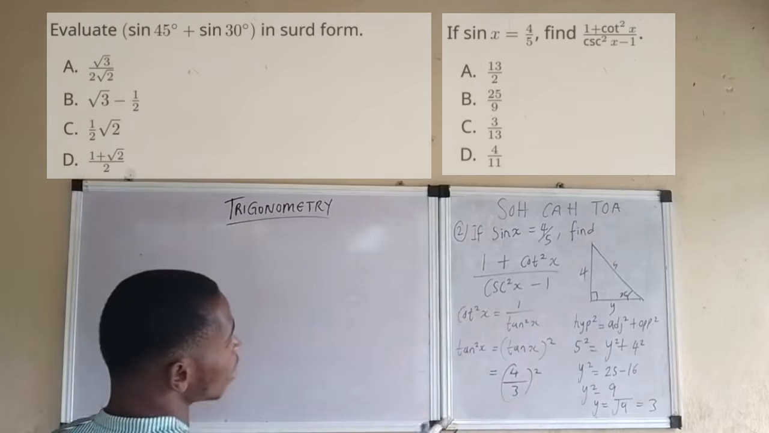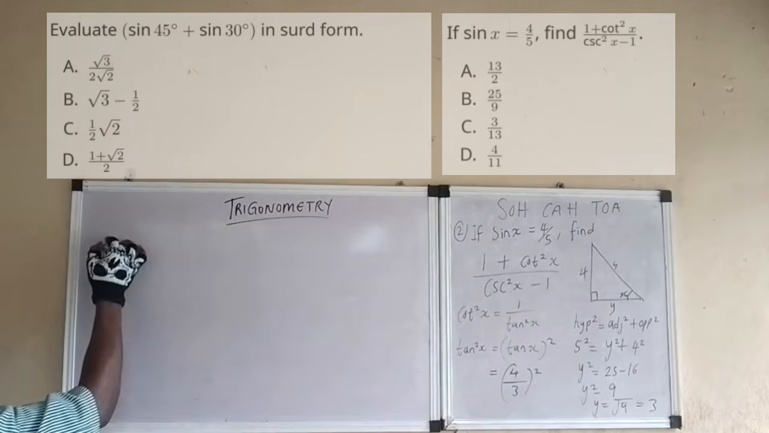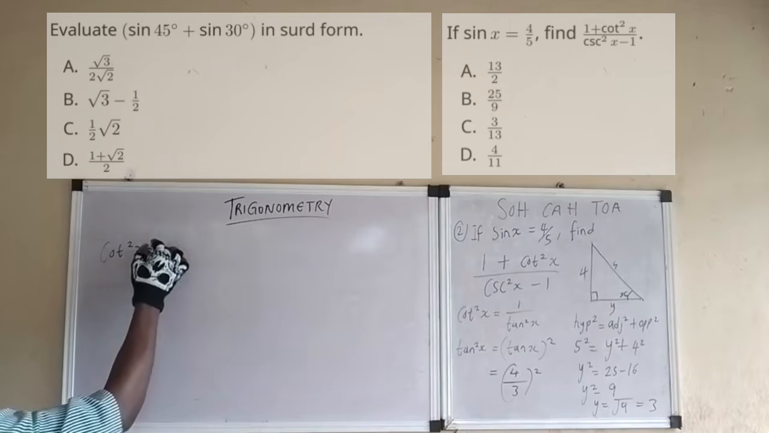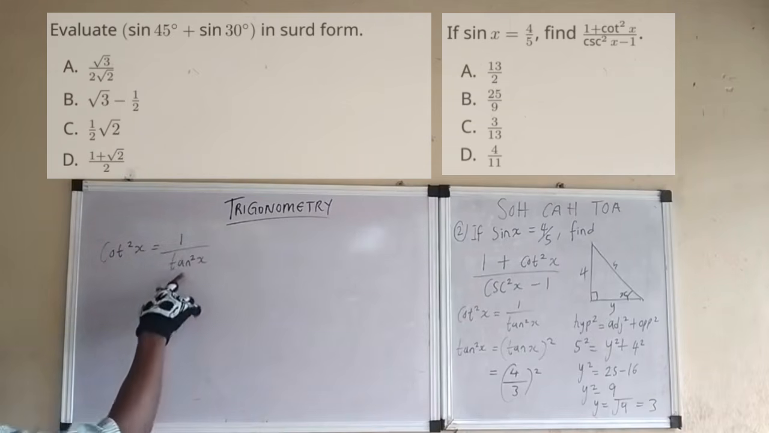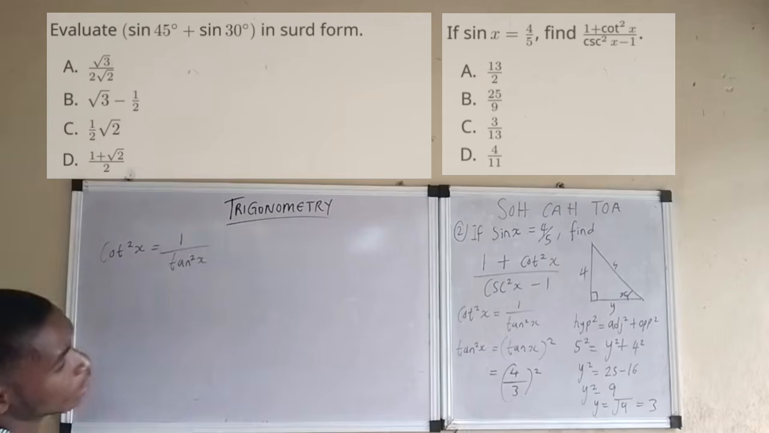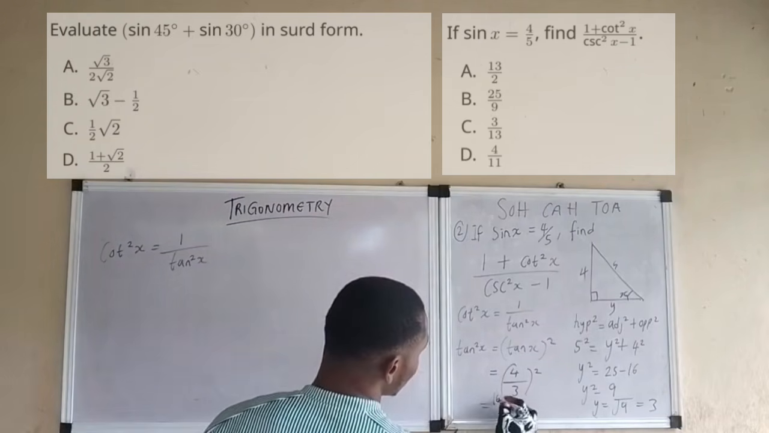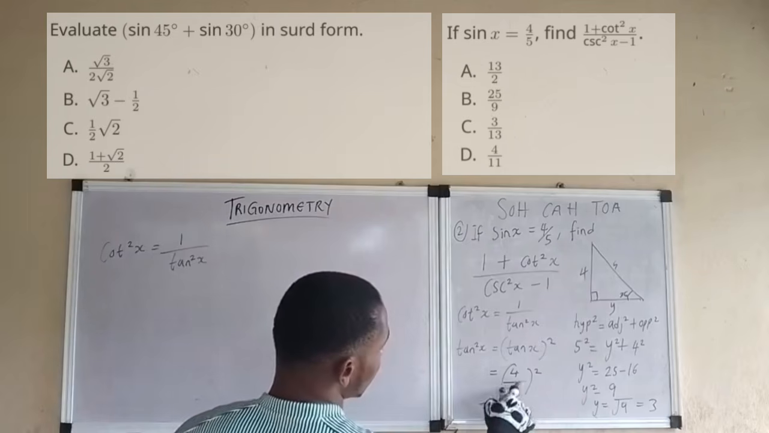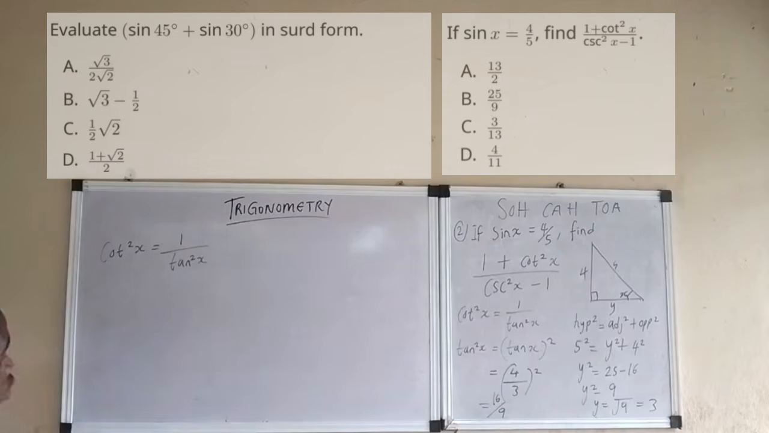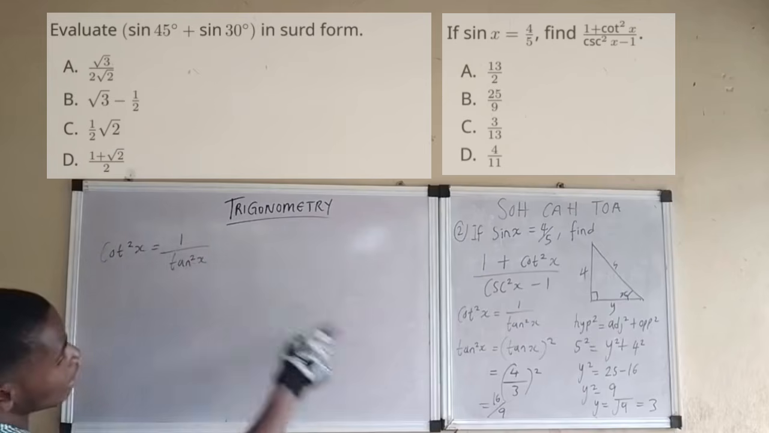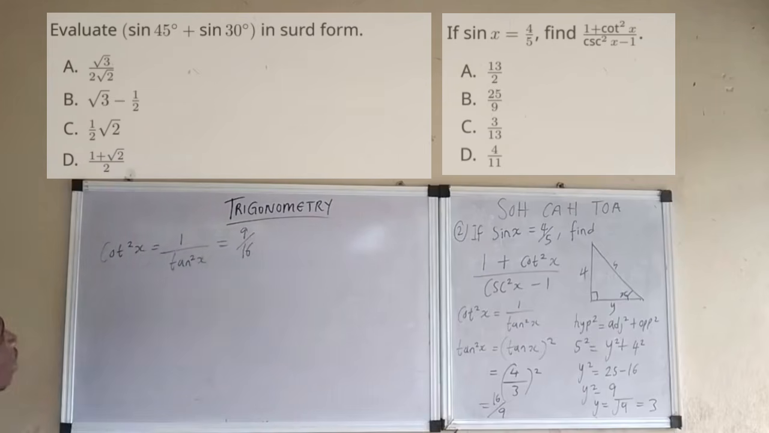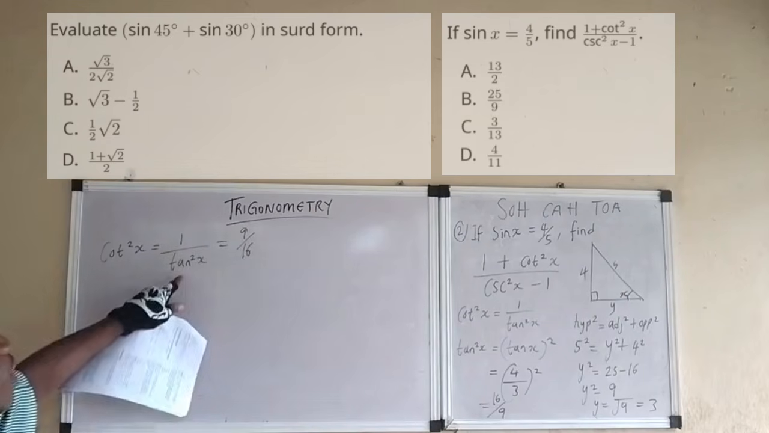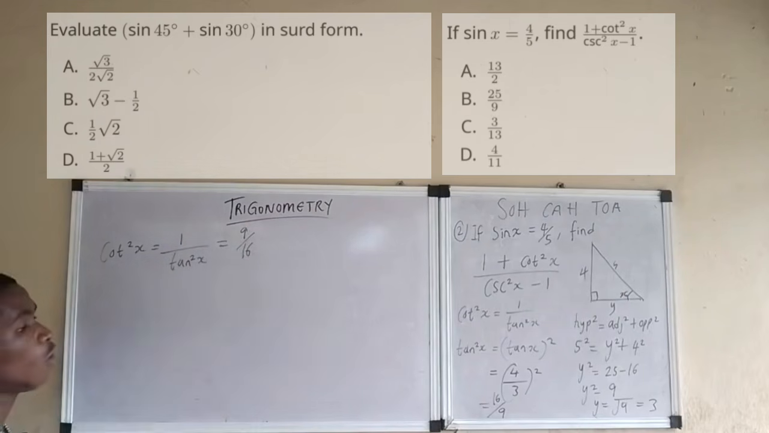All right. Now, what is cot square x? Cot square x is 1 over tan square x. And we already know what tan square x is. From here, if we simplify further, it is 16 over 9. So 1 over 16 over 9 is going to give us what? 9 over 16. Because the reciprocal of this number means swap the denominator and numerator position.